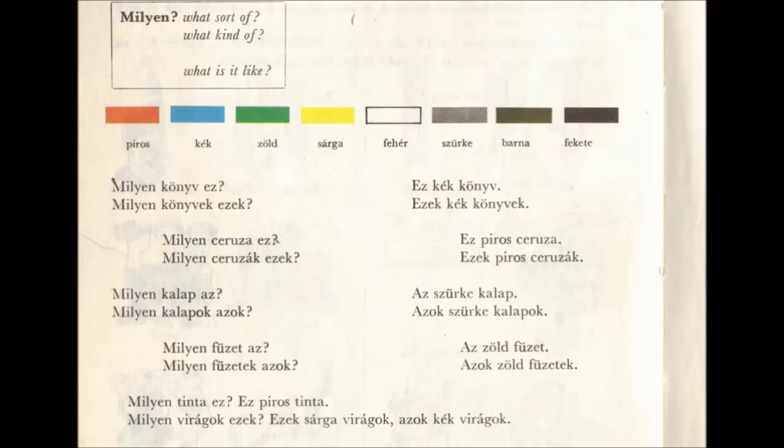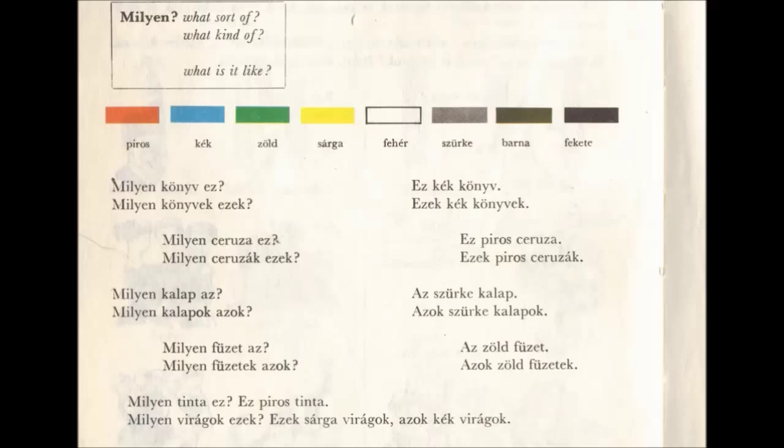Fehér. The gray is szürke. And the brown, which sounds a little bit similar to the English brown, barna. You have at least a slight clue. When you see barna, you can actually figure out that it means something like brown. Fekete. So those are the colors.